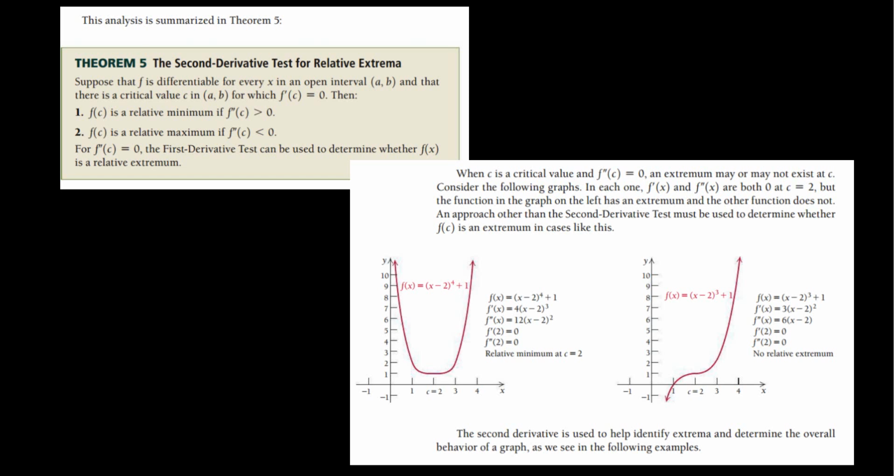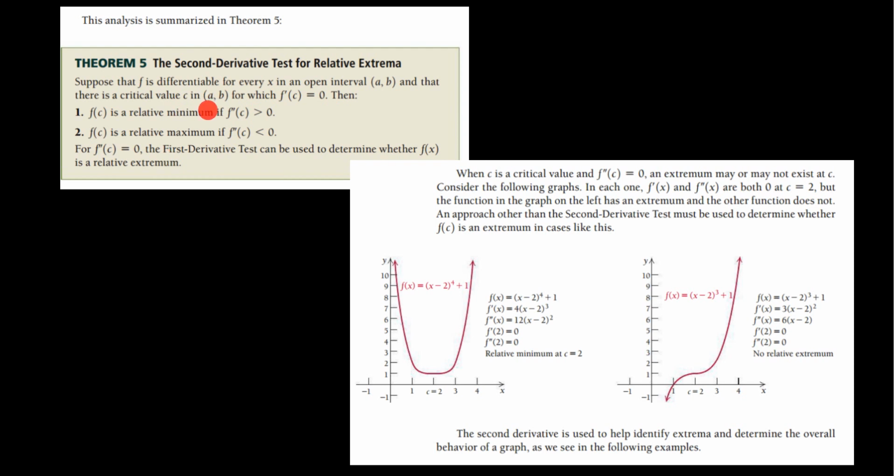So we have another theorem here, and this one is also one of these that you need to put a star beside. Suppose that some function is differentiable for every x on the open interval. That first sentence is just to make it an airtight theorem: you can only do this on differentiable functions on some interval. And that there's a critical value c in (a, b) for which the first derivative of c is equal to 0. And again, c is between a and b.